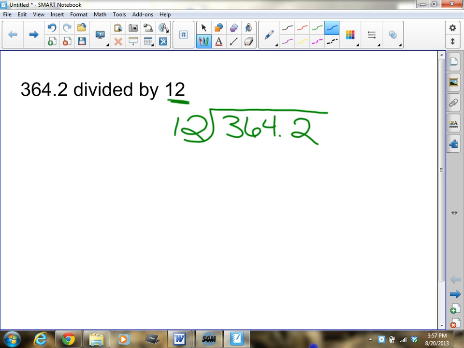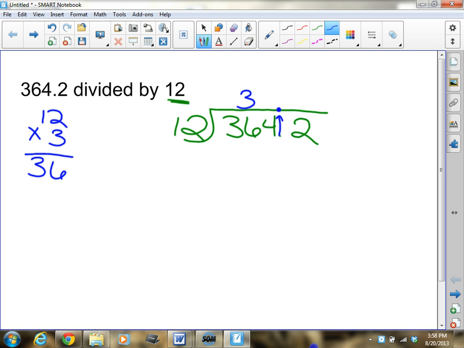So here is what I'm going to want to do. First thing, I'm going to take that decimal and bring it straight up where the answer goes. And then I can do my division problem. I look at 12. How many times can 12 go into 3? Well, I know that 12 is bigger than 3, so 12 cannot go into 3. So I need to look at the next number, 36. 12 goes into 36. Well, I know 10 goes into 30 3 times. So let's try 12 times 3. 3 times 2 is 6, and 3 times 1 is 3. Oh, look! It goes in perfectly. So I know that 12 goes into 36 3 times.